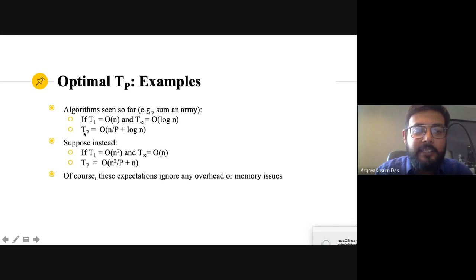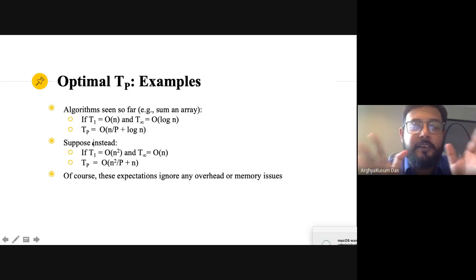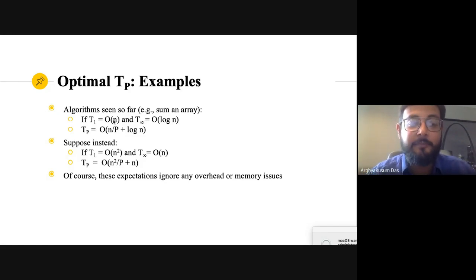So the total time with P processors is n divided by P plus log n, where n is the total number of data points and P is the number of processors. Sum is a very basic example which takes order of n time. As I have told, n elements means n minus 1 sums: 1,000 means 999 sums, 2,000 means 1,999 sums. But it can be something else also.